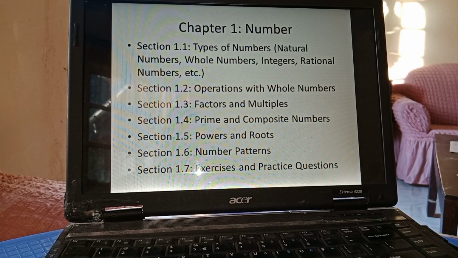So, this international book, chapter 1, number: section 1.1 is types of numbers, natural numbers or whole numbers, integers, rational numbers. 1.2 operations with whole numbers. 1.3 factors and multiples. 1.4 prime and composite numbers. 1.5 powers and roots. 1.6 number patterns. And 1.7 exercises and practice questions.